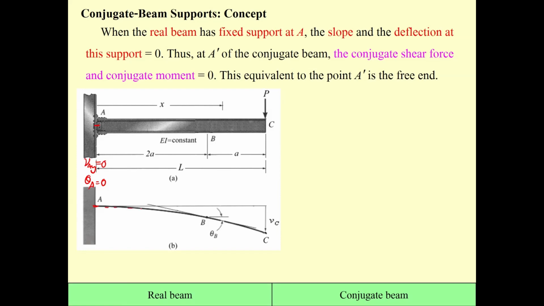Now, you get the elastic curve, and the value of the deflection and the value of the slope are going to change with x. So the deflection is a function of x and the slope is also a function of x. At x equal to 0, based upon this one, we have the real beam. And for x equal to L, we have v sub C and also theta sub C.